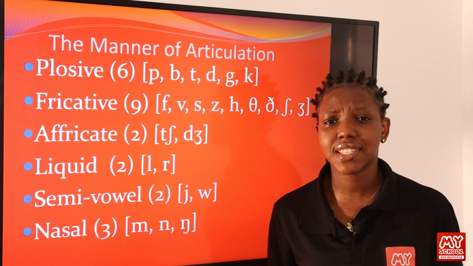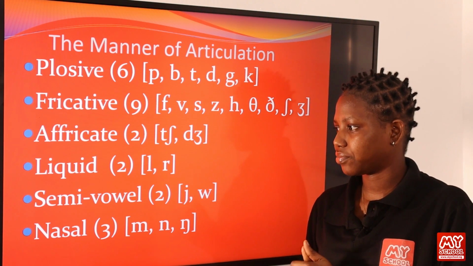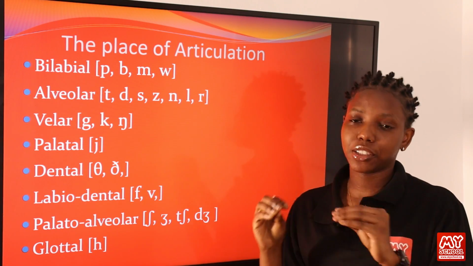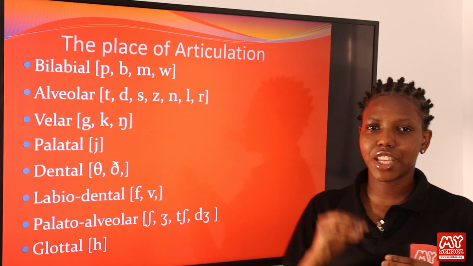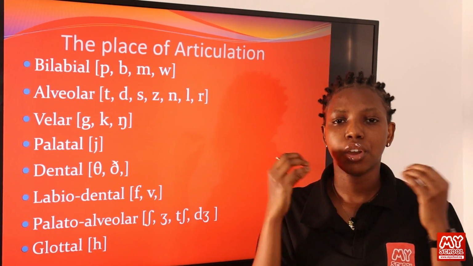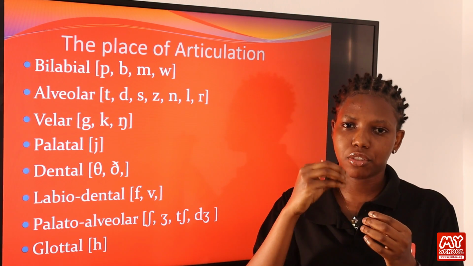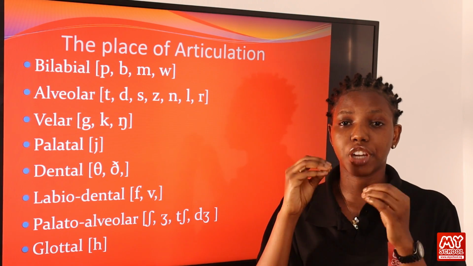Now let's move to the next classification. The next classification is the place of articulation. The place of articulation is where in the mouth does this sound occur? At what point in your mouth is this sound produced or pronounced?